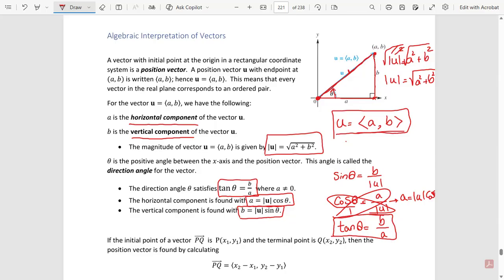So we usually have two different cases when we are facing problems. Sometimes we have the vector components, a and b. Sometimes we have the direction and the length of the vector.